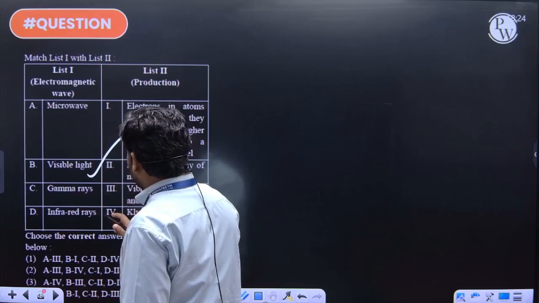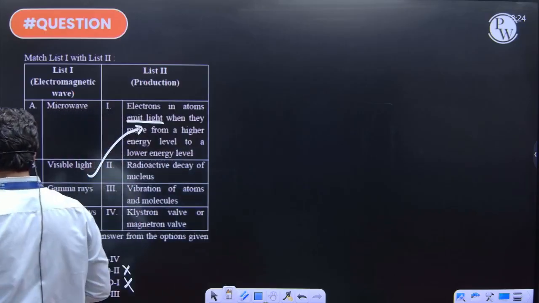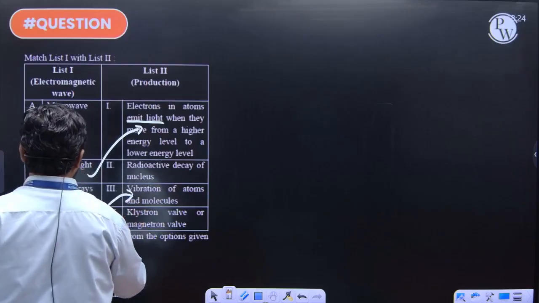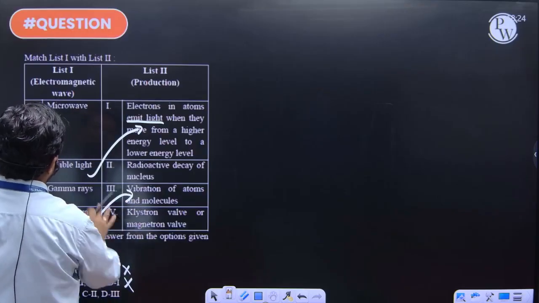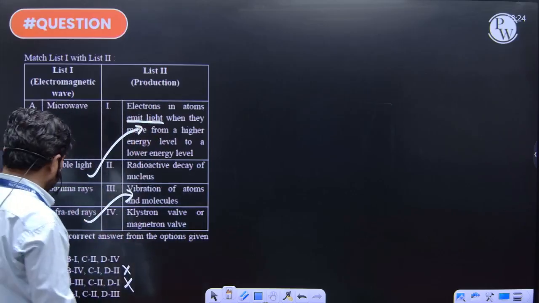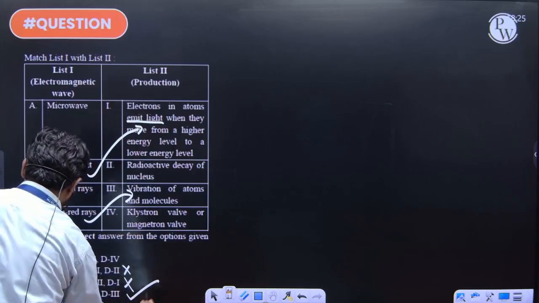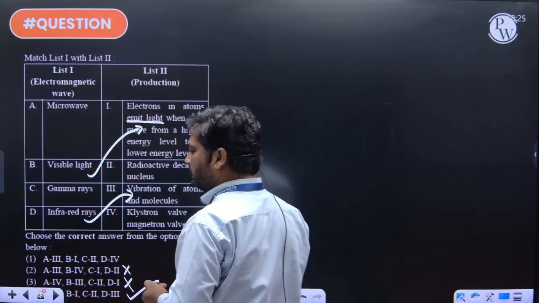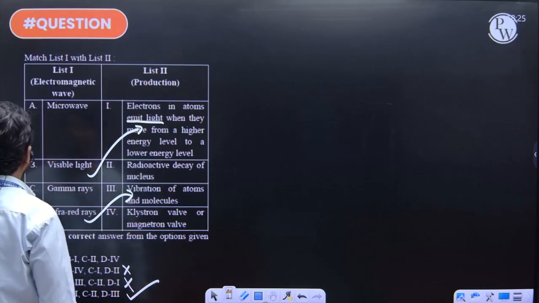So B is 1. Now let's talk about infrared radiation. Infrared rays are from vibration of atoms and molecules. Forget about microwave, but I know infrared and I know visible light. It is already mentioned here: emit light. So D is option 3. Check it. So this one is the correct option. Option number 4 is the correct one. Done. Can we move to next?